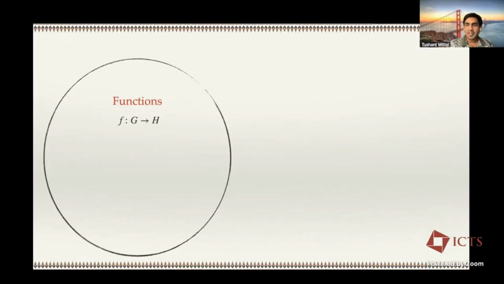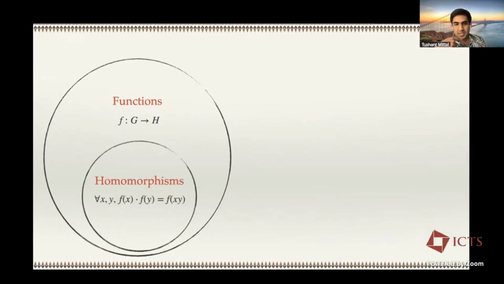There are two finite groups, G and H, which just means a set which has a multiplication operation and an inverse. And I can look at the space of all functions between these groups, which is just a set theoretic function. It doesn't care about the group structure. But clearly, there's a natural subclass of functions that does care about the group structure. So a homomorphism is just a map that respects the multiplication. So for every pair x, y, f of x times f of y is f of xy. Right? So this is a very natural class of functions.